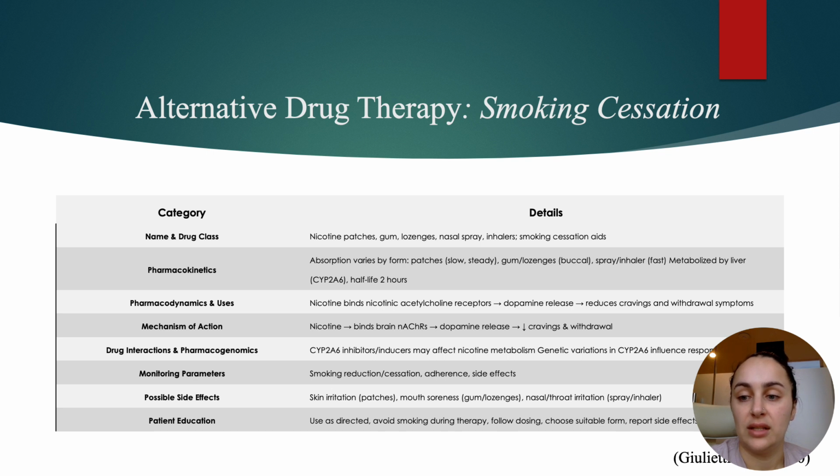Nicotine works by binding to nicotinic acetylcholine receptors in the brain, stimulating dopamine release to reduce cravings and withdrawal symptoms. Monitoring involves tracking smoking cessation progress, adherence, and side effects such as skin irritation or throat discomfort. Patients should use NRT as directed, avoid smoking during therapy, follow dosing schedules, and report any adverse effects.